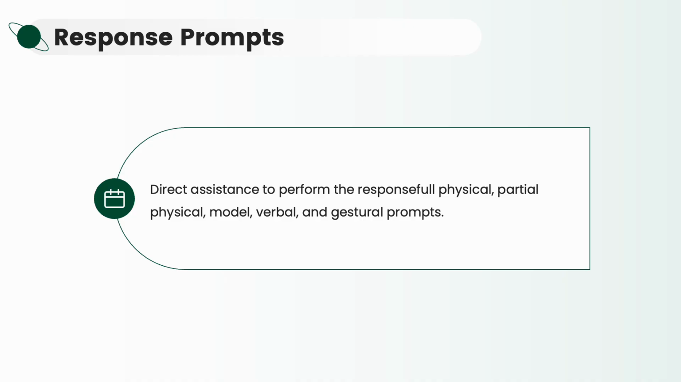Now, here's something really important. Response prompts are often the most effective for early skill acquisition because they ensure the learner is contacting reinforcement for the correct response. But they also come with a risk, prompt dependence, if we don't fade them properly. So, when using response prompts, always ask yourself, am I using the least amount of help needed? Do I have a plan to fade this? Because the goal is not just correct responding, it's independent responding.